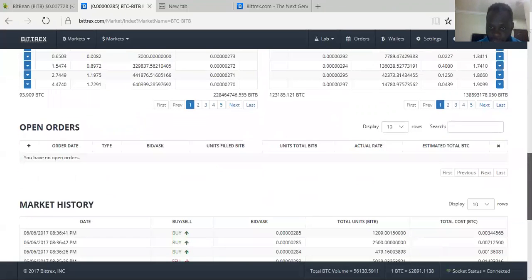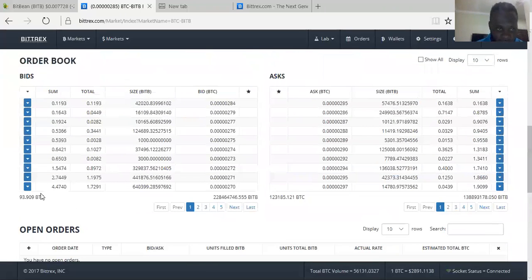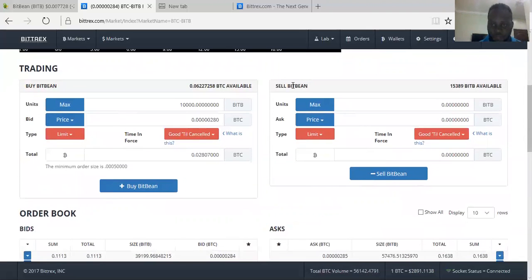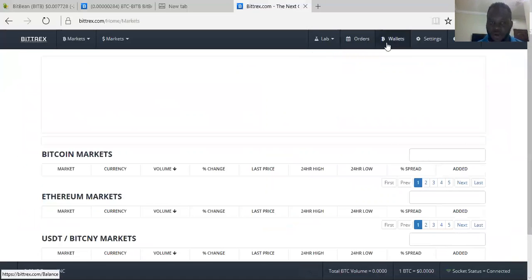Look at the spread here: 93 Bitcoin, 4 Bitcoin, and 2 point something million. Look at the number of sells going on. If you want to buy Bitcoin, first of all, you've got to learn how to deposit Bitcoin in your wallet. That's the first thing we will do, learning to deposit Bitcoin in your wallet.